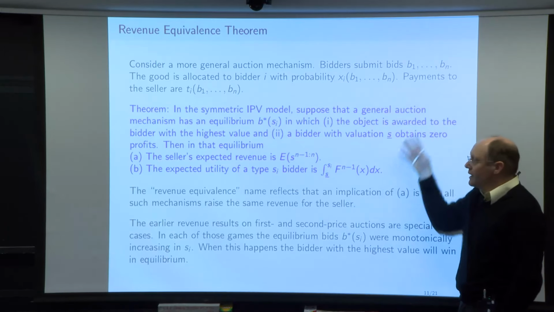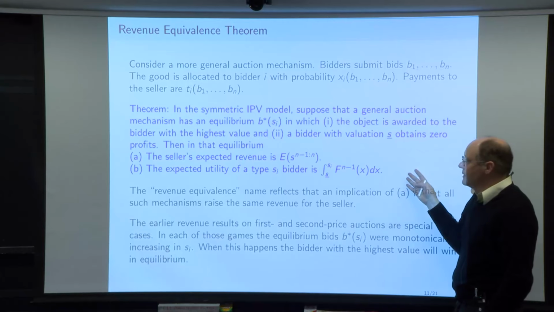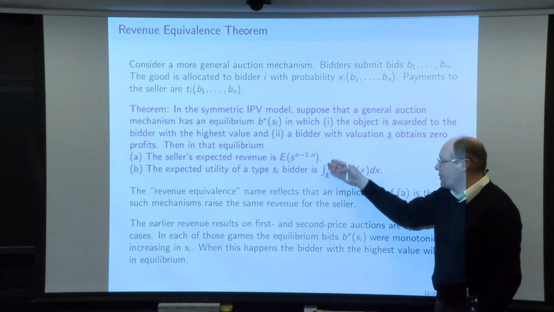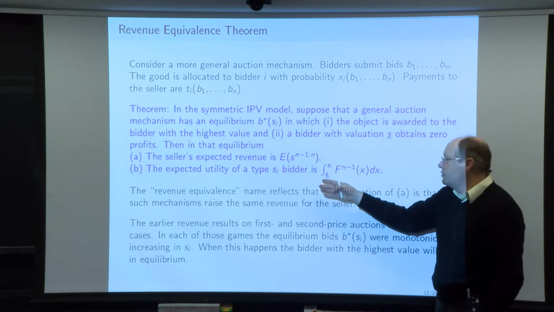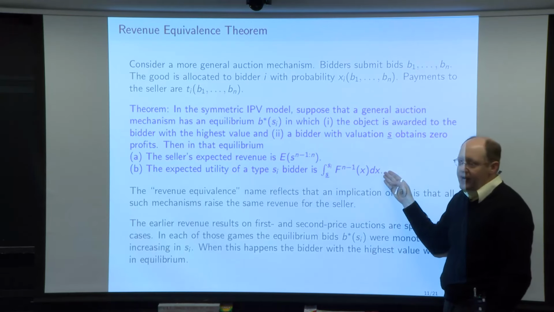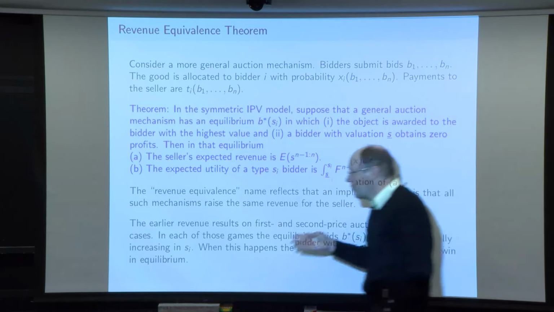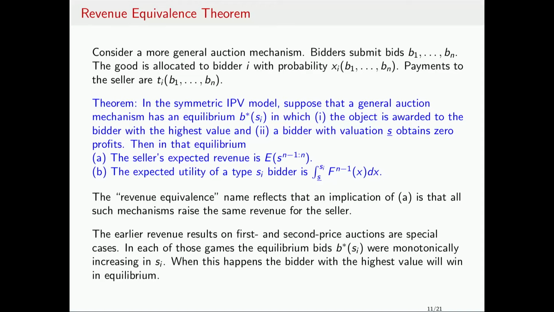But in any mechanism you choose that has these two natural properties, you always raise the same revenue, because you always maximize gross surplus, and you give away this much surplus to a bidder of type S_i. So they're strongly equivalent in that they raise the same revenue for the seller, and they give the same expected utility for a buyer, and expected utility even conditional on knowing your type is always the same.